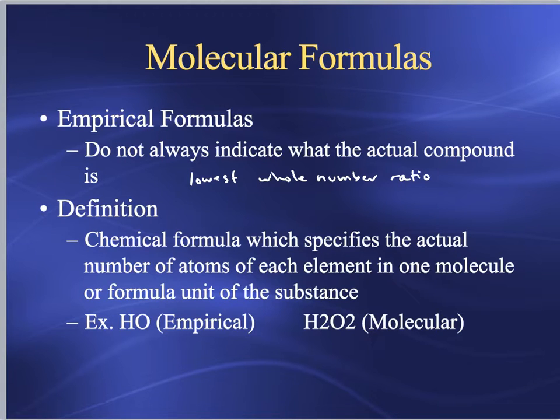Well, with molecular formulas, here's your definition. A molecular formula is the chemical formula which specifies the actual number of atoms of each element in one molecule or formula unit of the substance. So, for instance, we could find that the empirical formula of a compound is, say, HO, where it's one hydrogen and one oxygen. But the actual formula might end up being H2O2. When we find it originally, it would look like HO, because that's the simplest, the lowest whole number ratio, 1 to 1. But it might actually be 2 to 2.